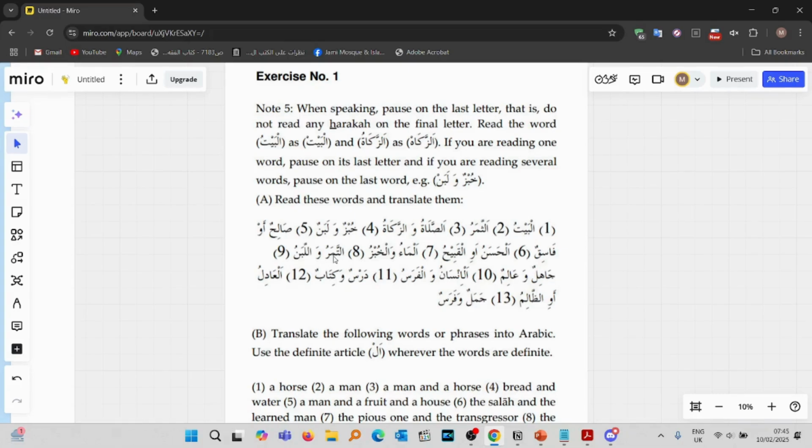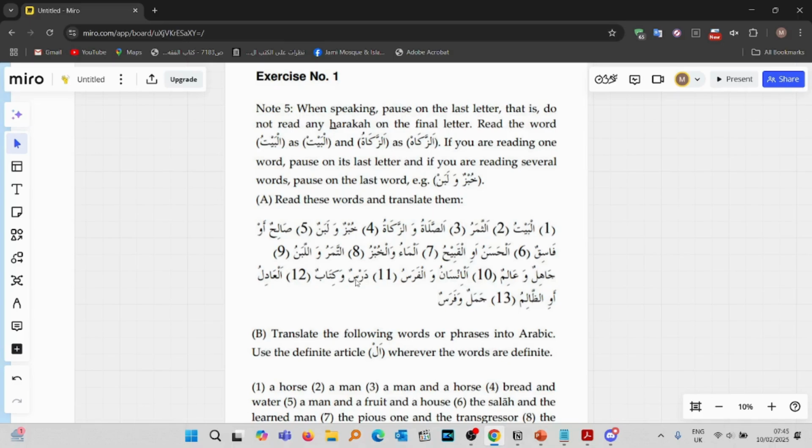This is in the Urdu version. This is at-tamru. So that meem is supposed to be with a sukoon. It's supposed to have a sukoon on it. So at-tamru wal labanu, the dates and the milk. Jahilun wa alimun, an ignorant person and a learned man. Al-insanu wal farasu, the man and the horse.